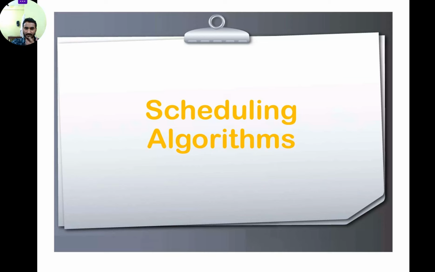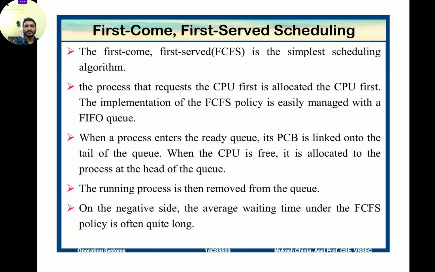Now we will discuss scheduling algorithms. Our first CPU scheduling algorithm is the first come first serve scheduling algorithm. First come first serve, FCFS, is the simplest scheduling algorithm. The process that requests the CPU first is allocated the CPU first. So simple: whichever process comes first gets the CPU first. This is called the FCFS scheduling algorithm.